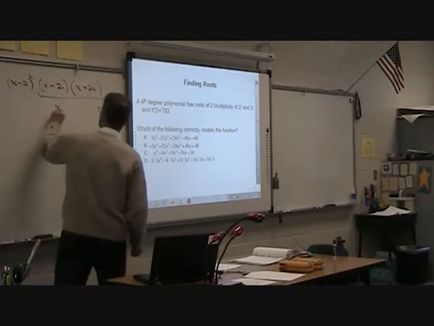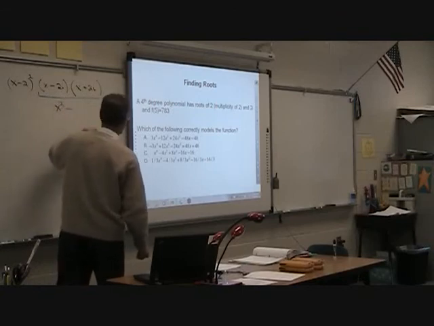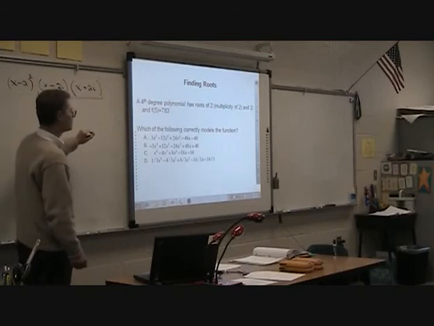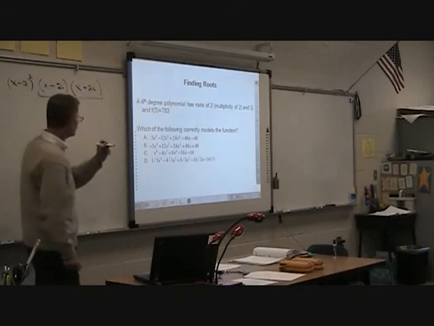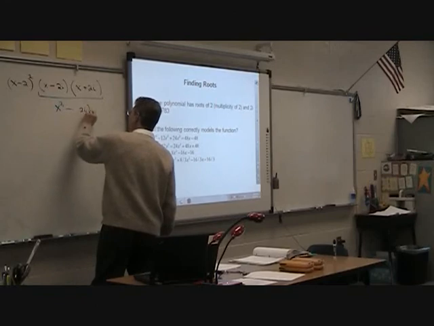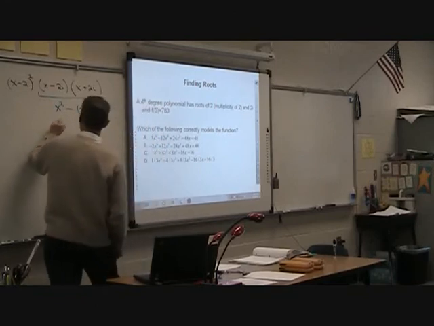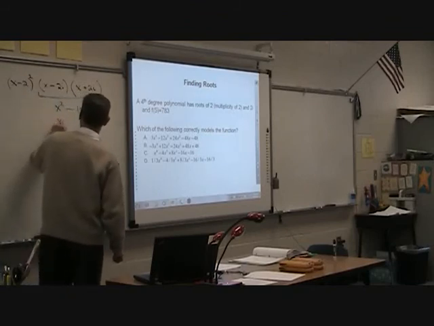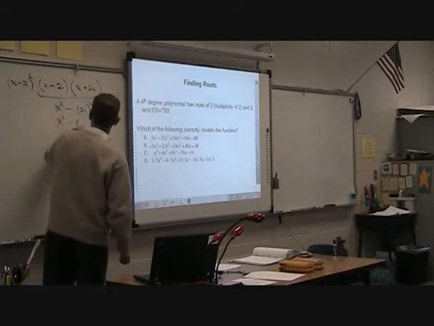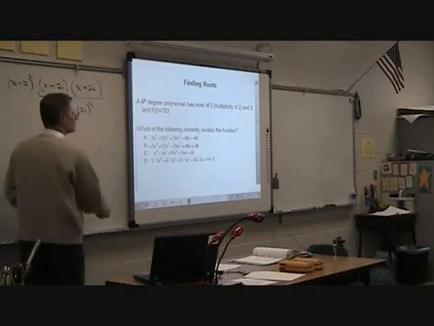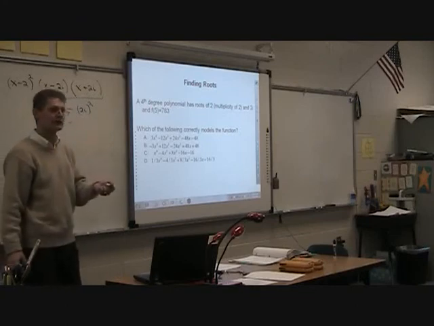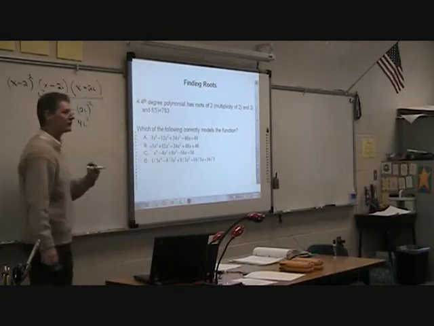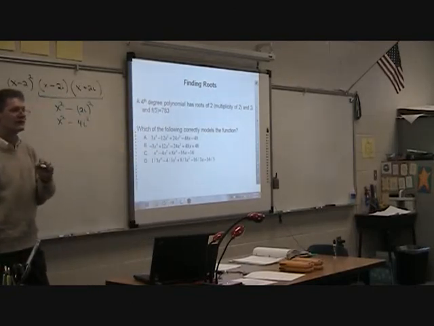X squared minus, because it's the difference of squares. And what's my y term going to be? 2i, but it's going to be squared. 2i in parentheses squared. Does everybody see that? Yes. So now I'm going to come in here and say x squared minus, what is 2i squared? 4i squared. Does everybody follow that? What is i squared? Negative 1.